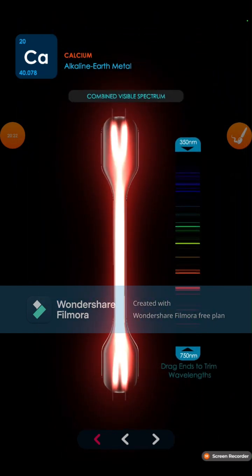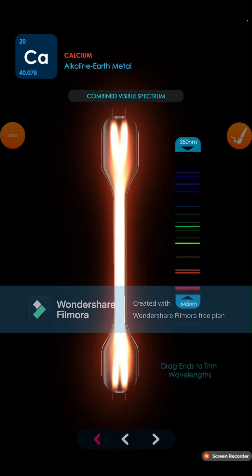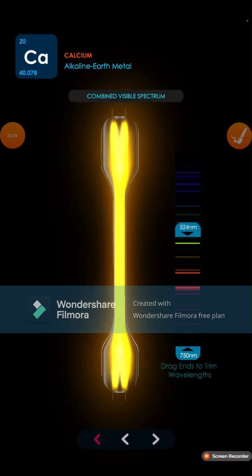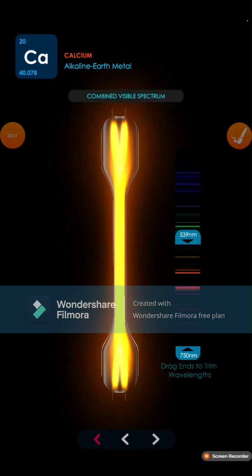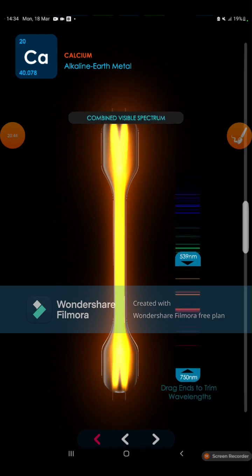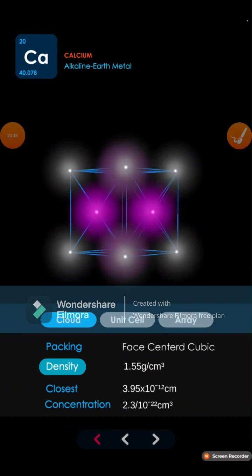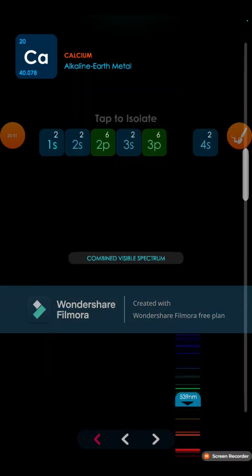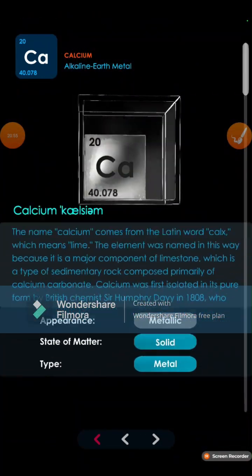So it is used in a bulb. You can see the combined visible spectrum. As you can see, the spectrum goes over red. Now we are going to trim this length. Let's put it together. So it will not work. So just put it next. As you can see, Ca, that is calcium. It is calcium over here.